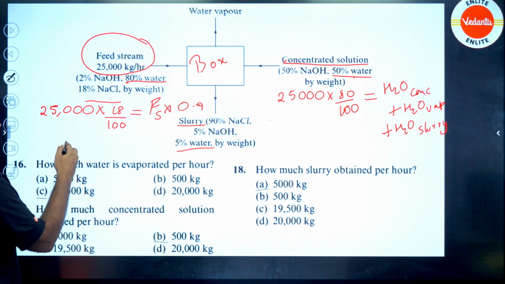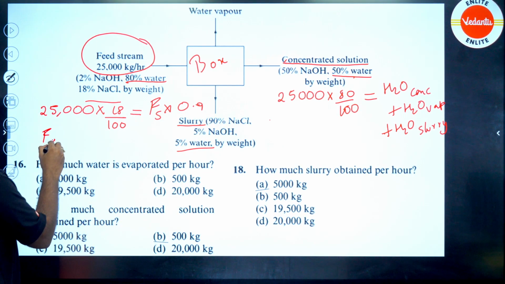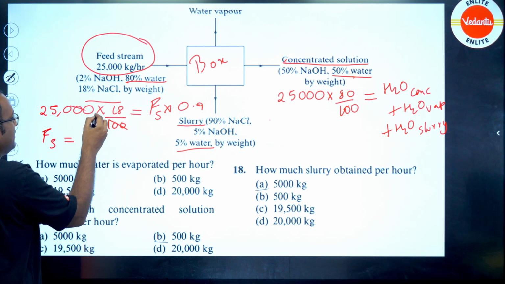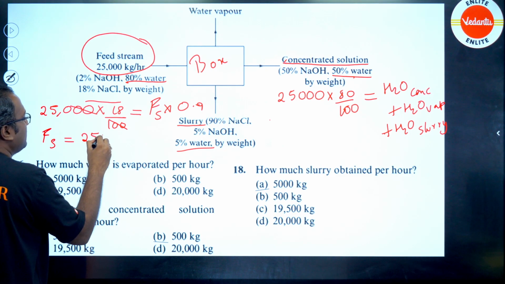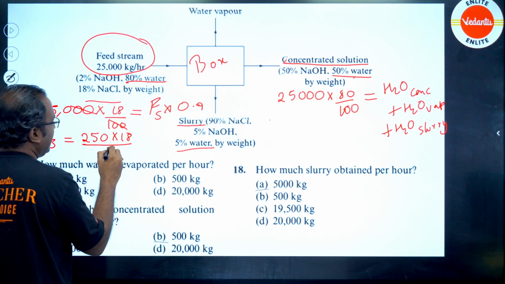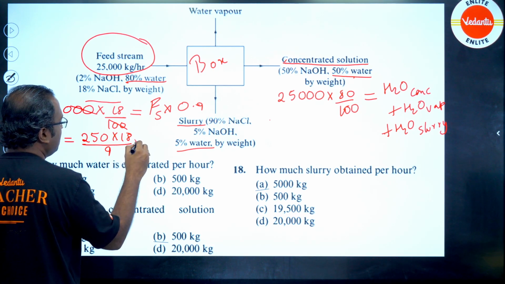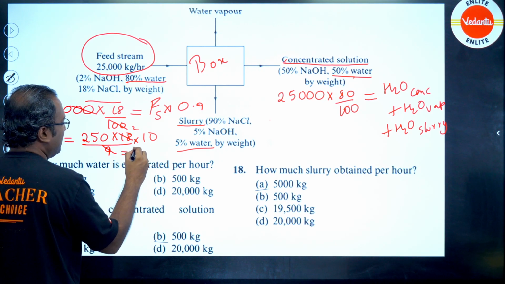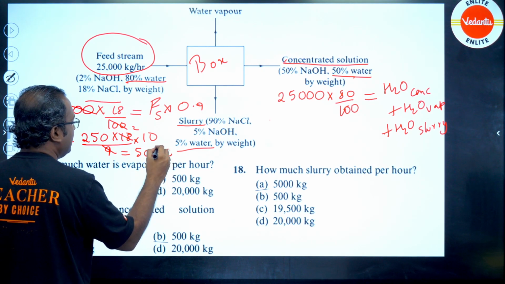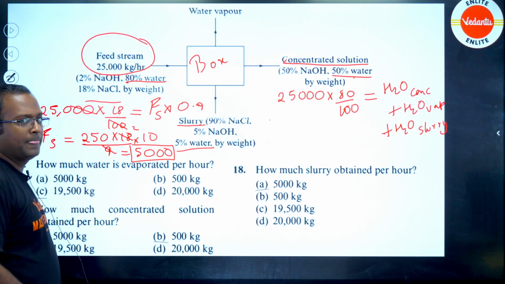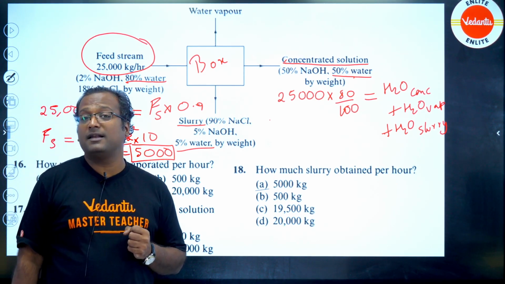So from here we can easily calculate the flow rate of slurry. What is the flow rate of slurry going to come out as? Let's cancel this here. So that's 250 into 18 upon 0.9. 0.9, I'm writing 9 by 10. So that's 2 to cancel, 500, 5000 kg per hour is the slurry flow rate.